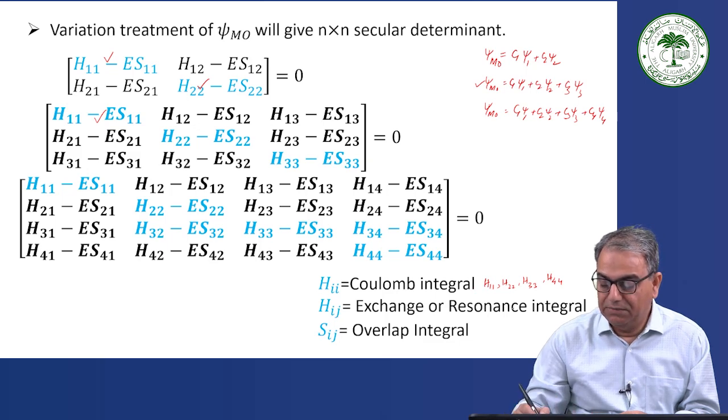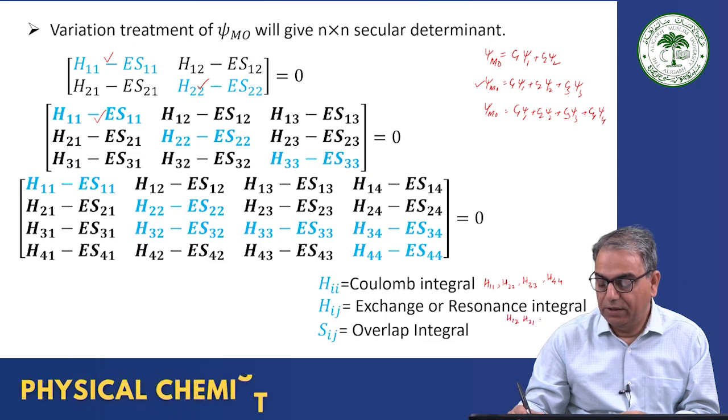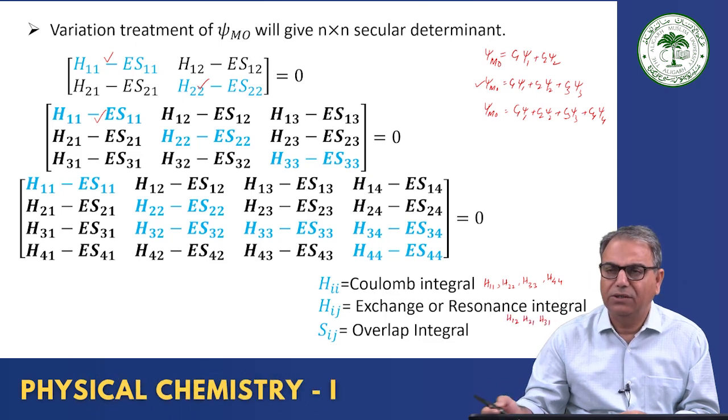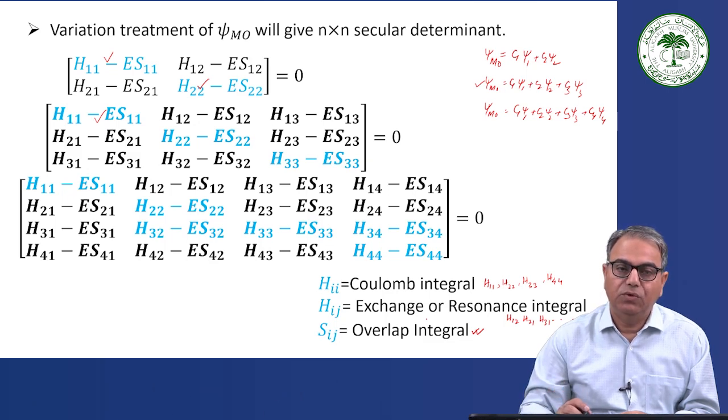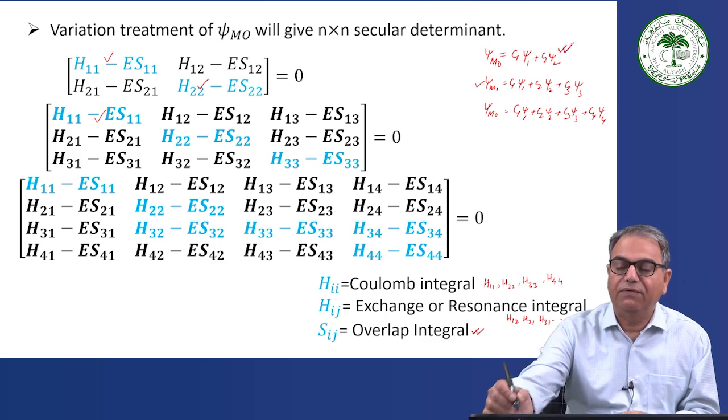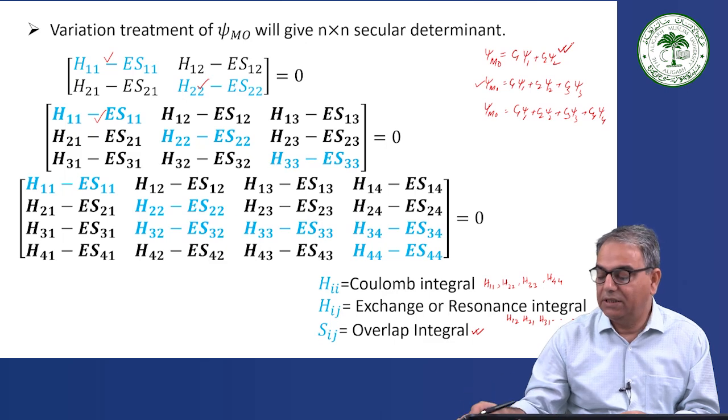Then Hij means H12, H21, H31 and so on. All are called resonance integrals. And then as you know, Sij is called the overlap integral. S12, S13, S14, all are there. These are called overlap integrals, and they are often represented as S only. So when you do this variation treatment of these trial functions, then you get an n by n circular determinant.